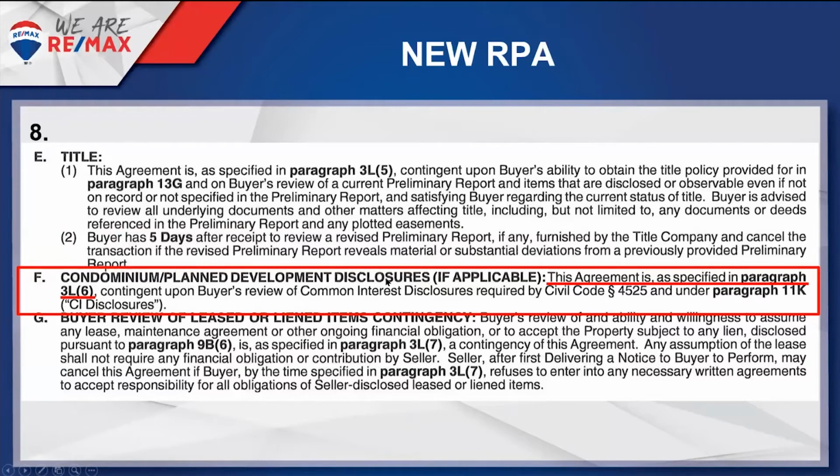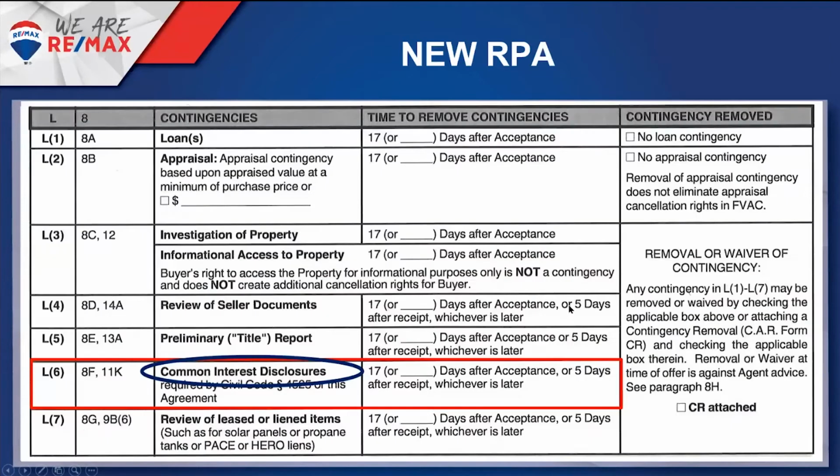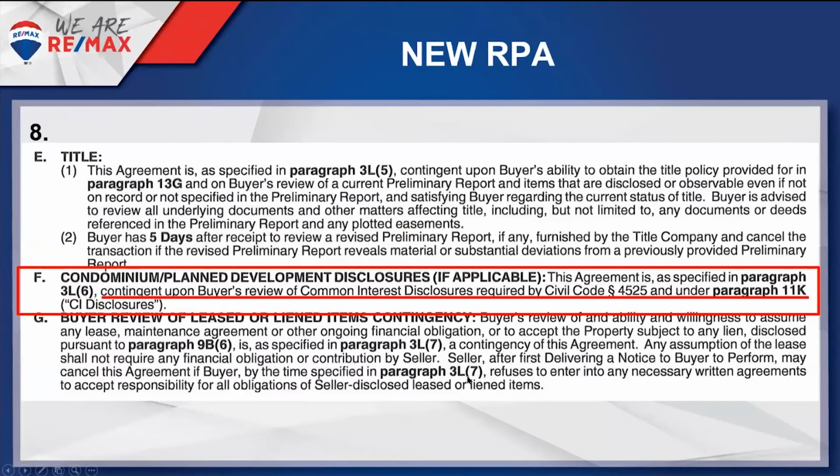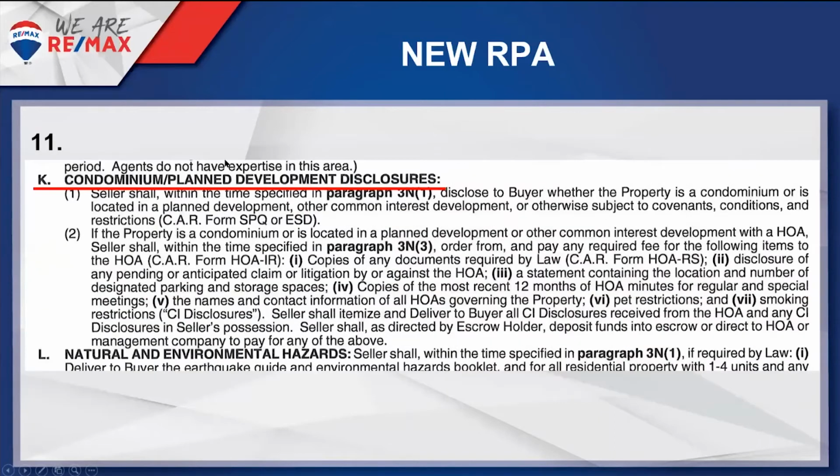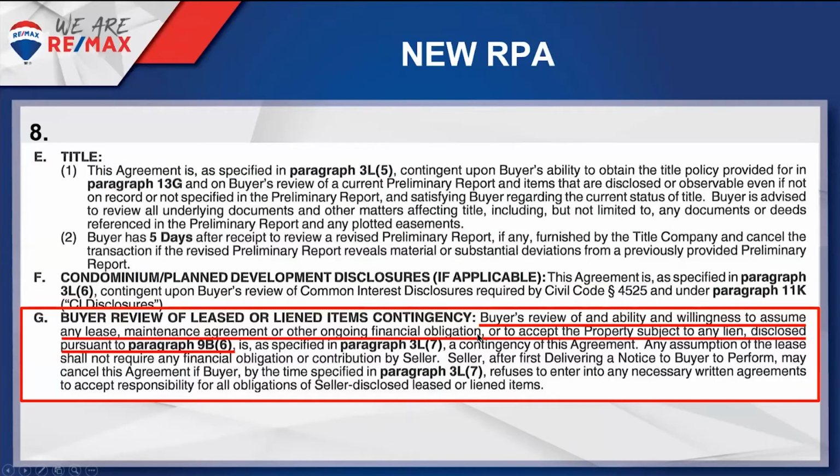All right, condominium and planned development property disclosures. If the agreement is as specified in 3L6, common interest disclosures, it is contingent upon the buyer's review of those disclosures. And under paragraph 11K, which we're going to talk about in a few minutes, hopefully I get that far, they're going to have an opportunity to review that information, and the transaction is contingent upon their approval of those disclosures. In other words, the HOA documents, that's what we're talking about here.